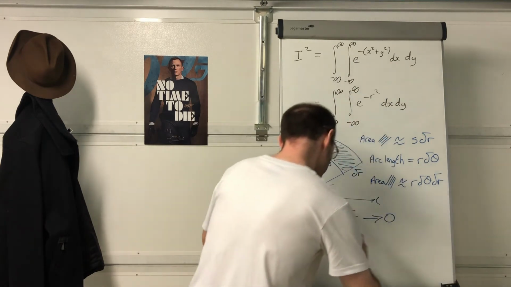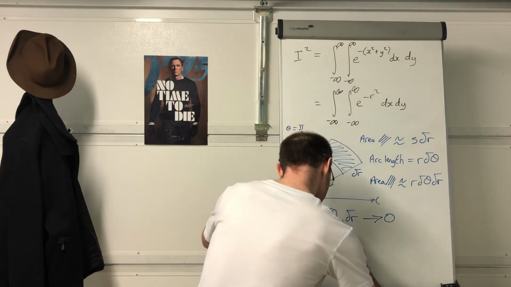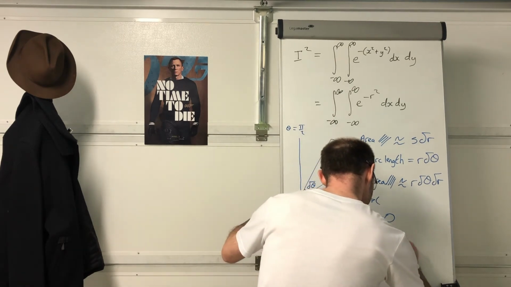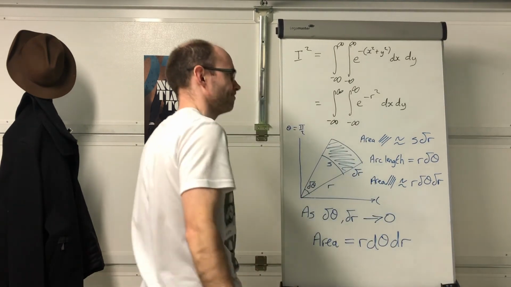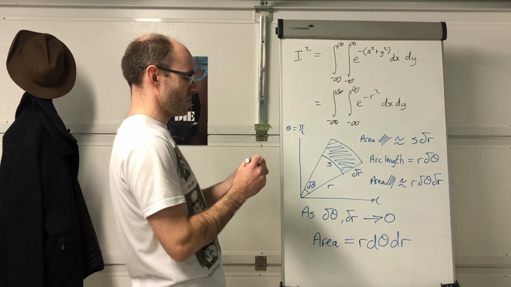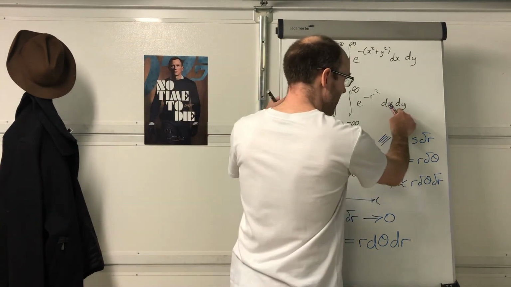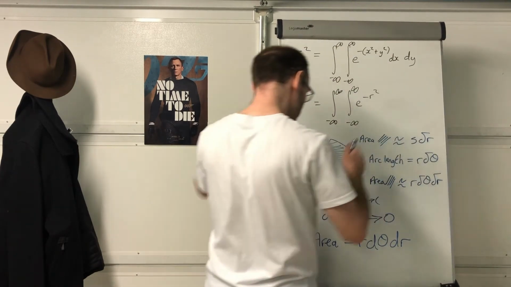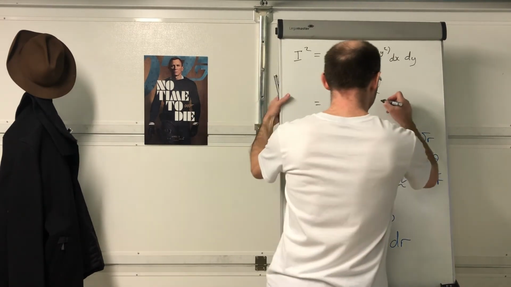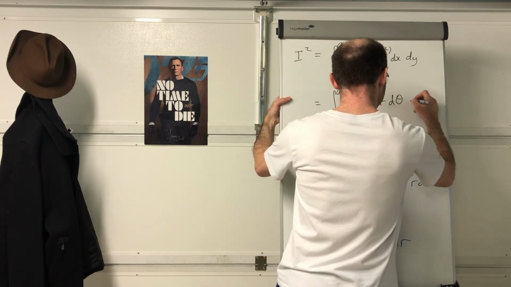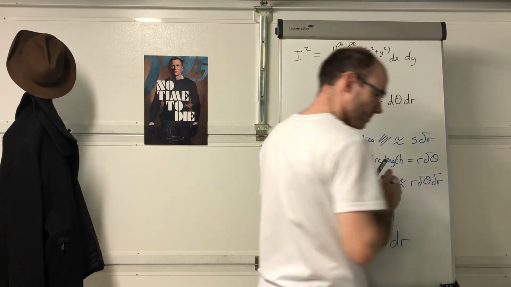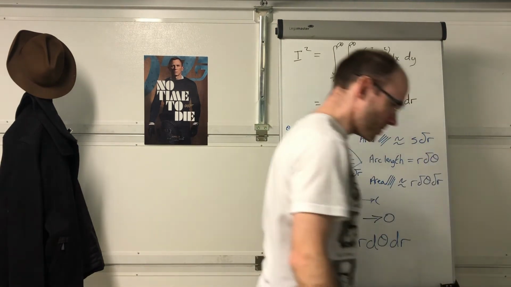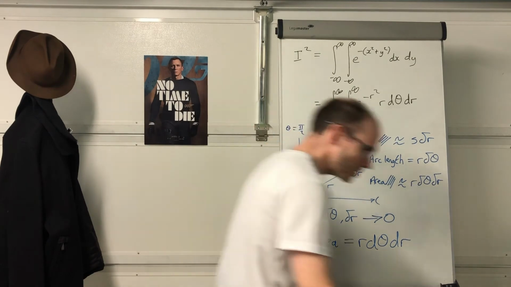So what that means is the area is going to become r d theta dr. Here, the dx times dy rectangular area is going to become r d theta dr. Is that okay? I just need to refer to my notes a little bit, because there's something I need to include which I've not put in yet.